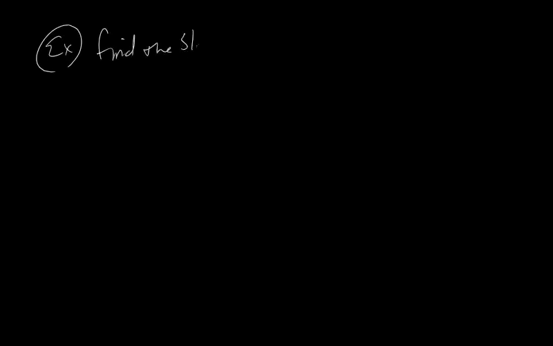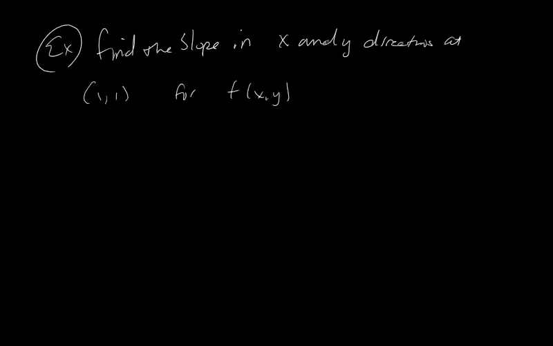So let's find the slope in the x and y directions at the point (1, 1) for f(x, y) = 1 - (x - 1)^2 - (y - 2)^2. Okay, so we are going to find the partial derivative with respect to x, and then plug in the values for x and y, and then we're going to find the partial derivative with respect to y and do the same thing.